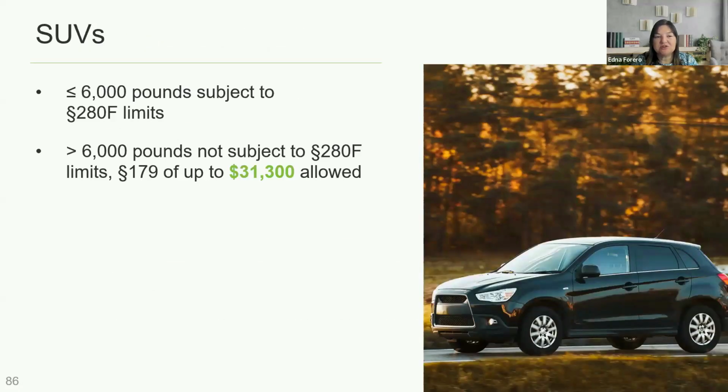SUVs, we mentioned earlier, under 6,000 pounds are subject to the Section 280F limits. If they're over 6,000 pounds, they're not subject to Section 280F, and Section 179 is up to $31,300. That amount is allowed if they're over 6,000 pounds.